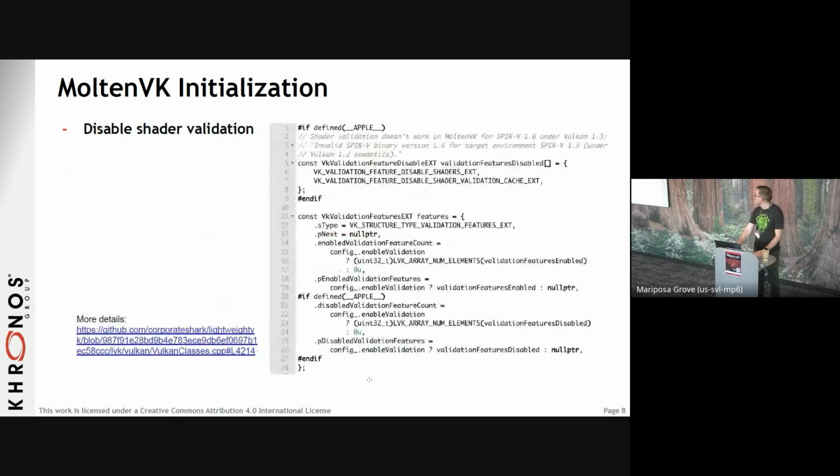The second thing is, unfortunately, to disable shader validation. The thing is, MoltenVK is almost Vulkan 1.3 compatible, but it's still not. The target SPIR-V version for it is 1.5. You will probably try to feed it 1.6 shaders, and you will get validation errors. So to get rid of them, you need to disable this validation. At least you will get rid of a lot of mess in your log.